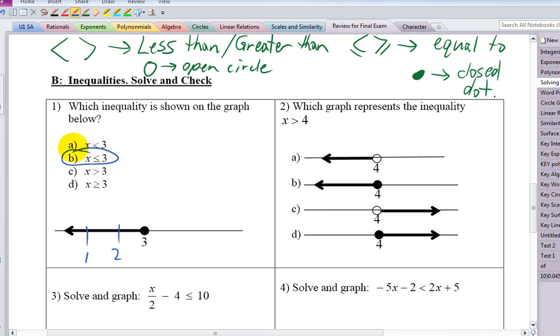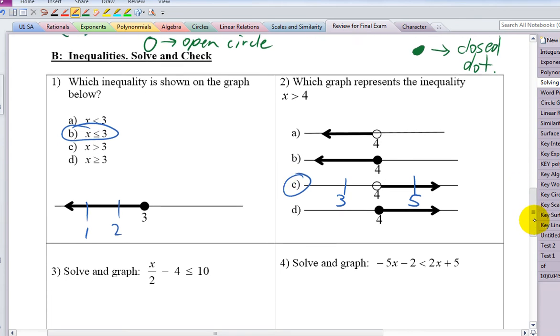Okay. The next one, we put 4 in the middle. Now what we do is we like to have a higher number on the right, a lower number on the left, just to give us direction. Okay? A lot of you guys sometimes get confused by that. C is your answer. So x is greater than 4, but not equal to it. Good. Okay.